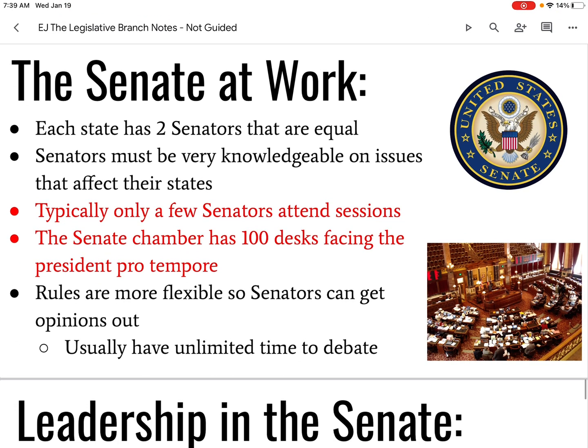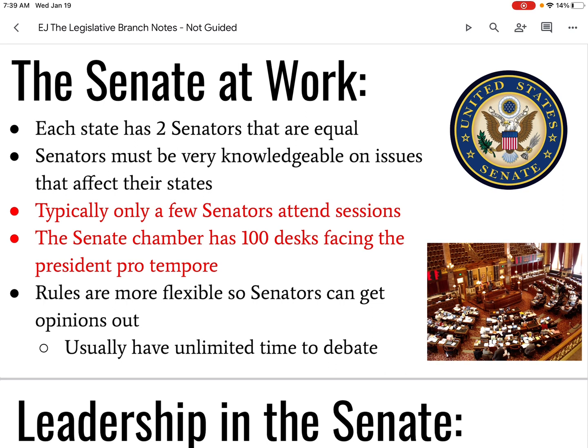So let's take a look at the Senate at work. So remember, each state has 2 senators that are equal. They got to be really knowledgeable on a lot of issues that affect their states, okay? Because they're not representing a small district of a state like a representative is. They're representing the whole state. So they got to know about all the issues in the state.